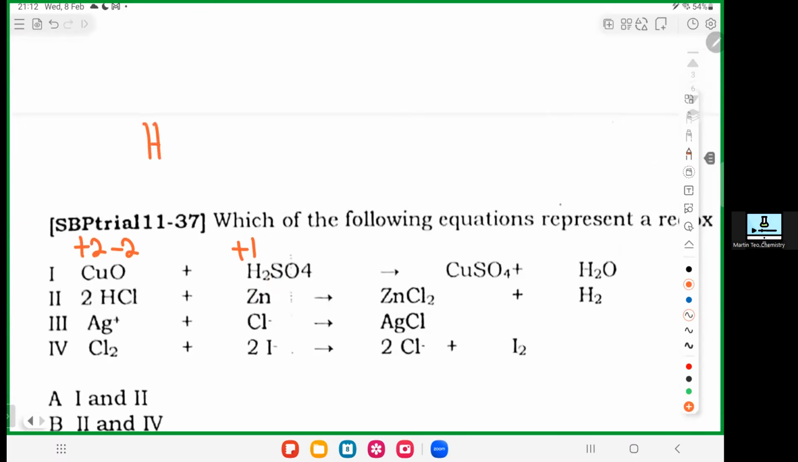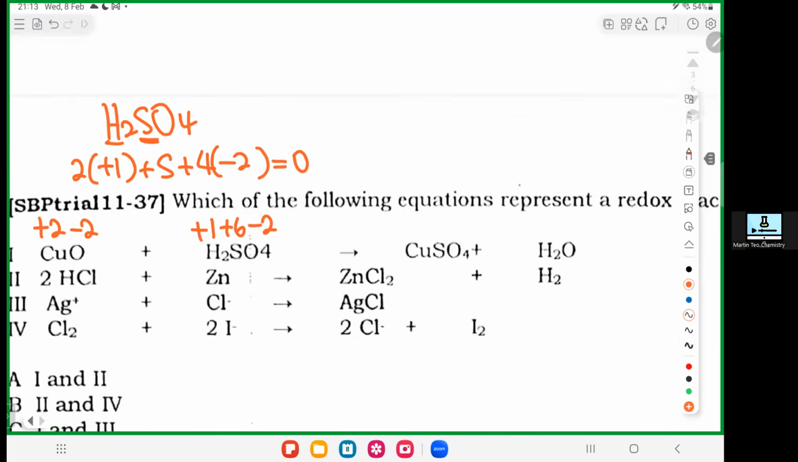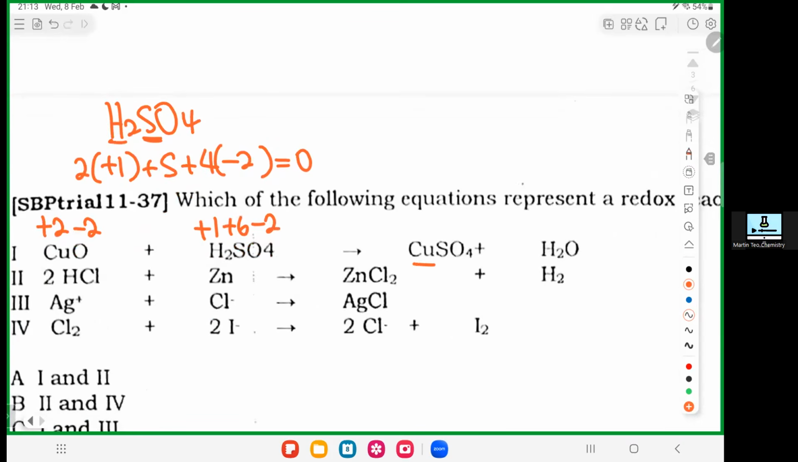Can. So H2SO4, sulfur, you don't know, right? Hydrogen +1 times 2. Sulfur, don't know. Oxygen, -2 times 4. Add together equal to 0 because you don't see any charge here. So the sulfur is +6. So do we know the oxidation number for the oxygen here? Yes, -2. No need to do calculation. So do we know the oxidation number for copper here? Yes, Cu2+, so it's +2.